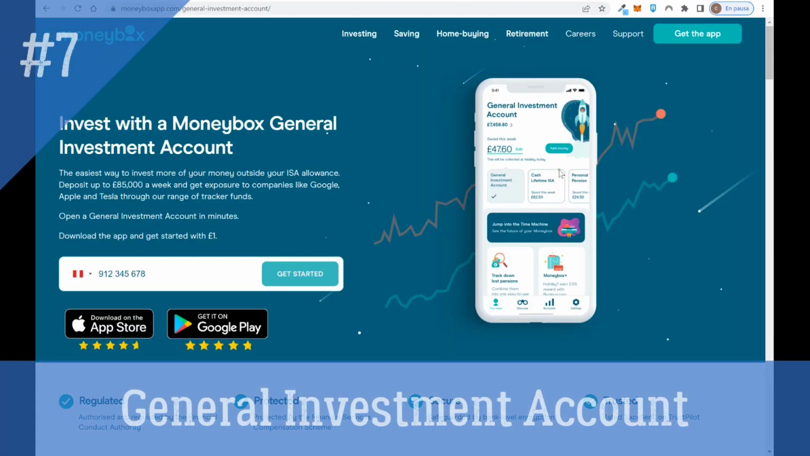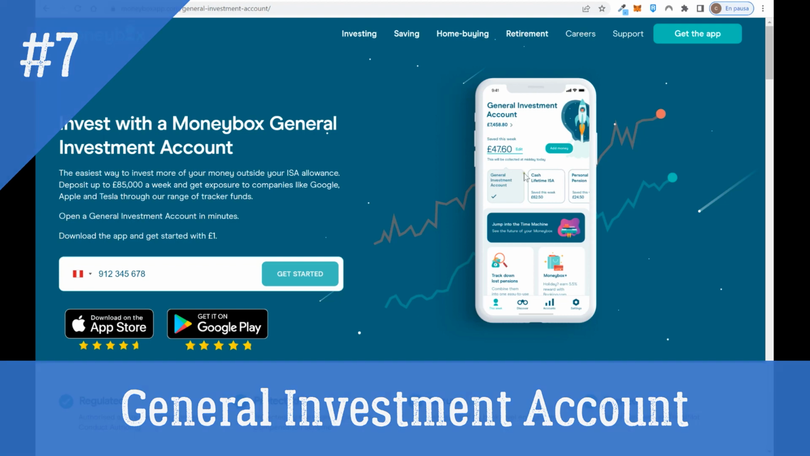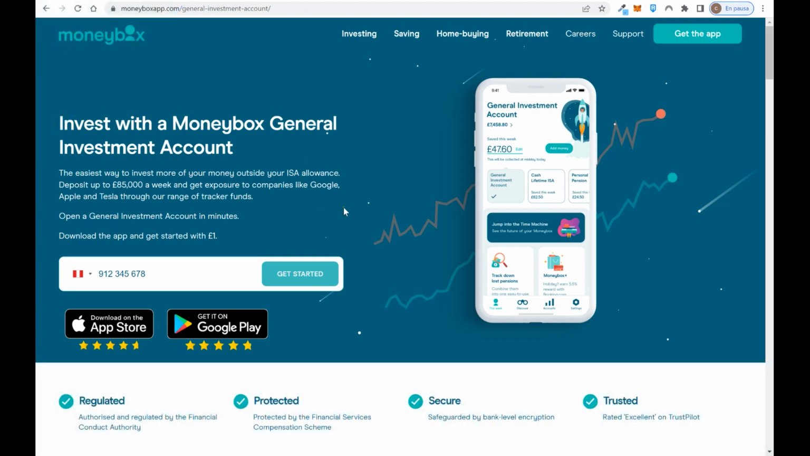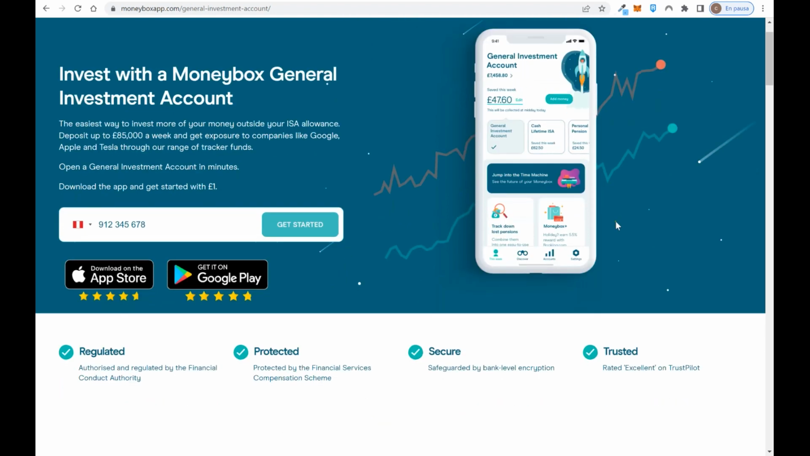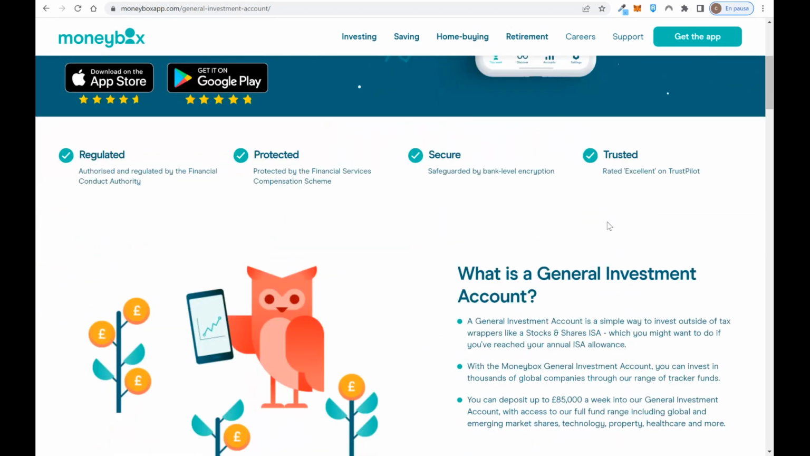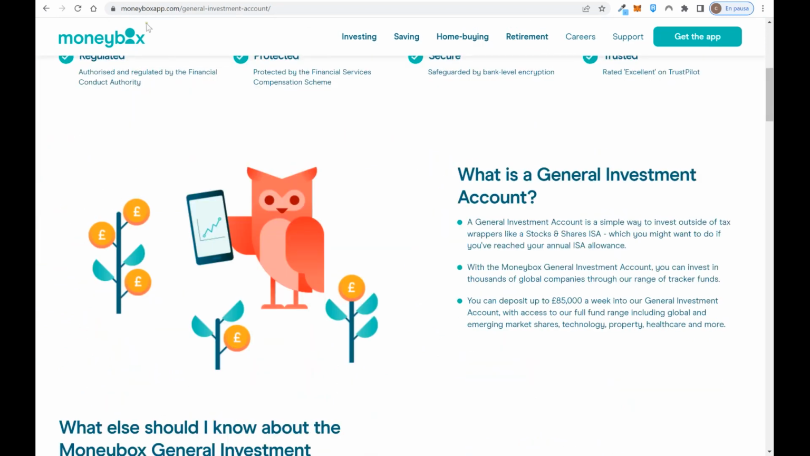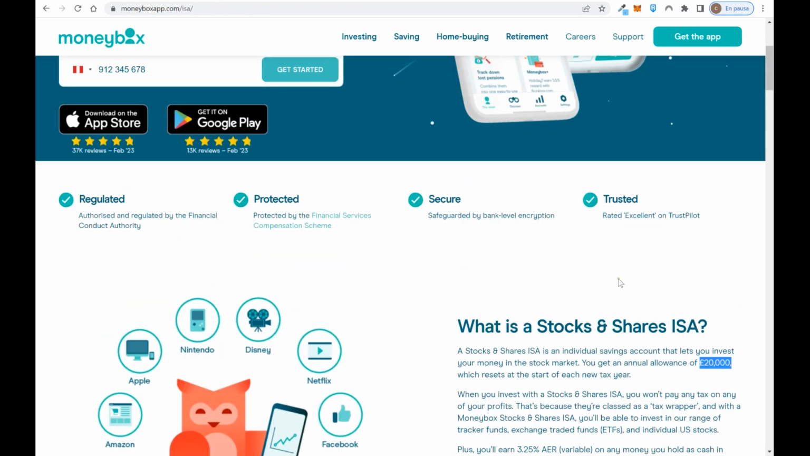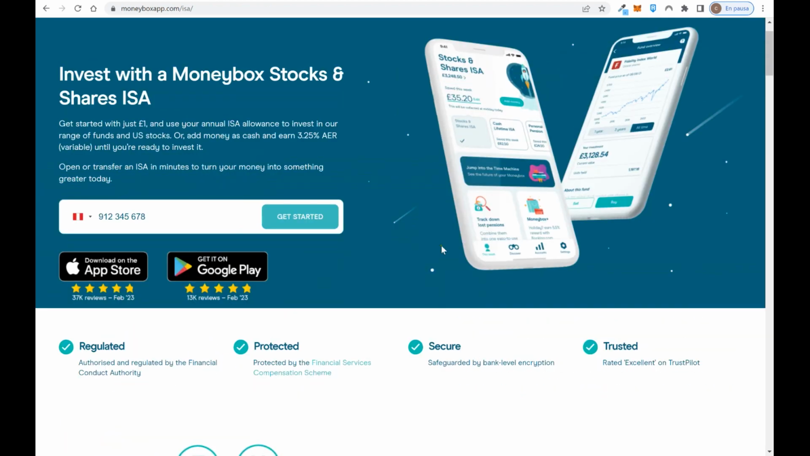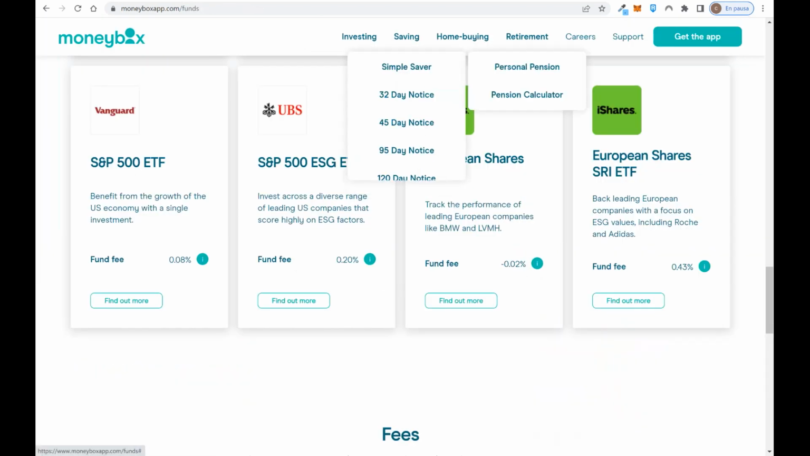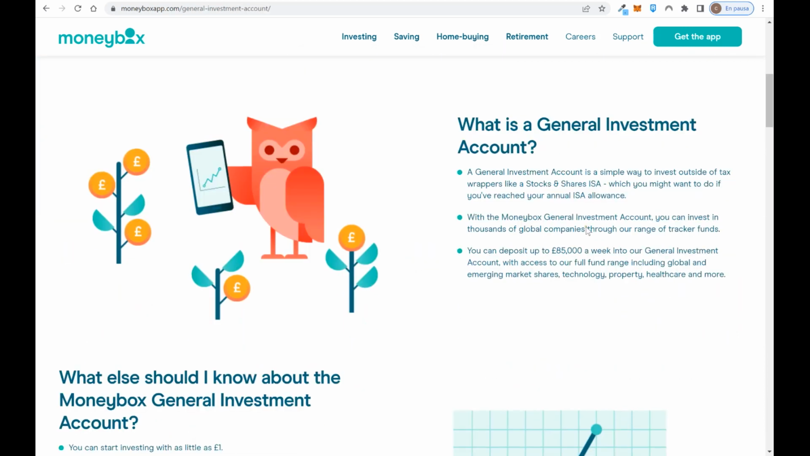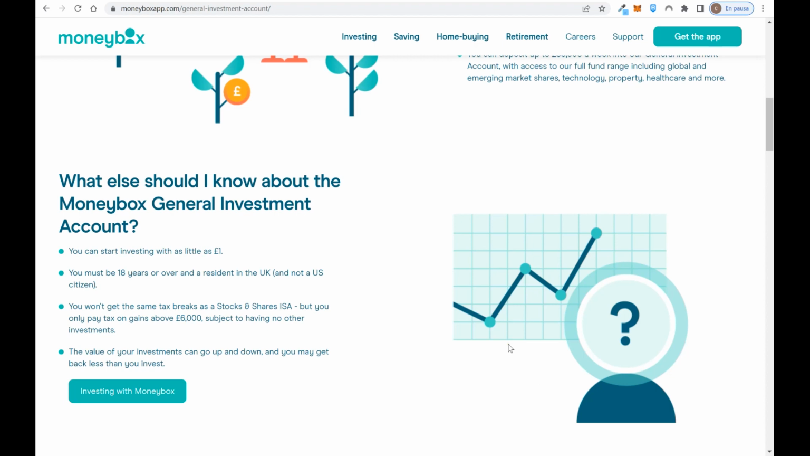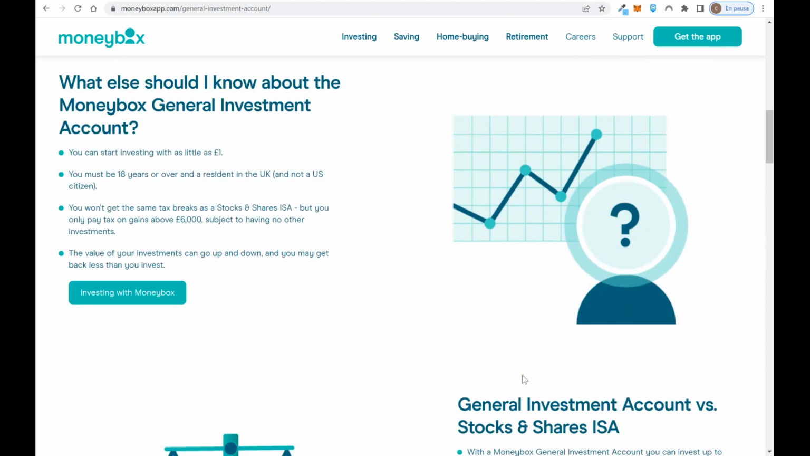If you're really rich, on top of your £20,000 tax-free ISA account, you can open another one that is called the General Investment Account, and in that account you can deposit up to £85,000 per week, and you can invest directly in different shares or funds. So it's always useful to start with an ISA account, because in that way you're going to be tax-free on the gains that you generate with that specific account. And if you have more money, or if you want to invest more money, you can open another account that is called the General Investment Account. With that account, you can invest in any stock or fund that is available on this broker, and you only have to pay tax if you generate gains on top of £6,000.